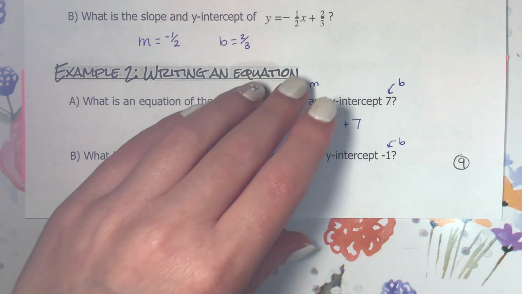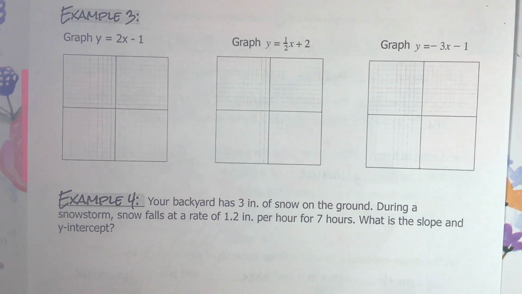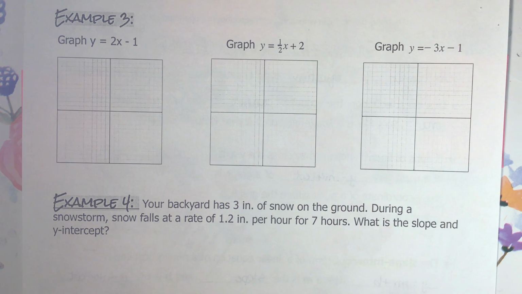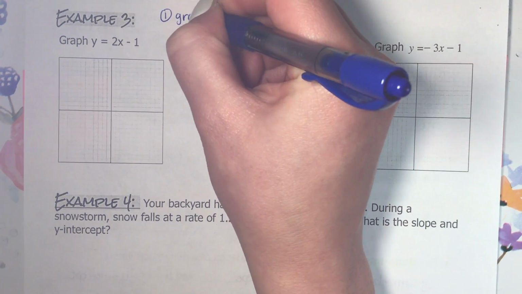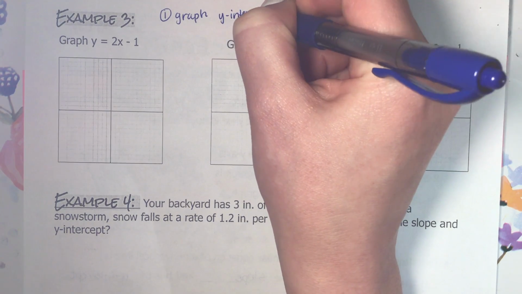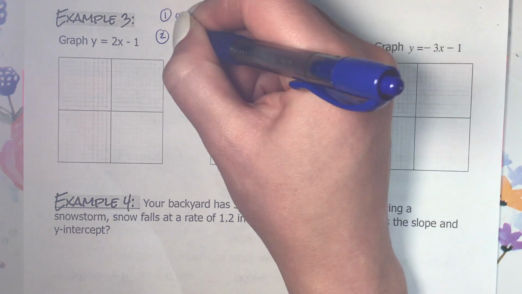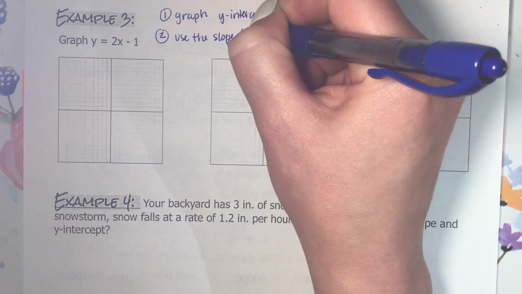All right, let's keep going with a couple more examples. Now it wants us to graph these. It says, graph y equals 2x minus 1. When you graph, here are your steps. Step 1, graph the y-intercept. Step 2, use the slope from there.